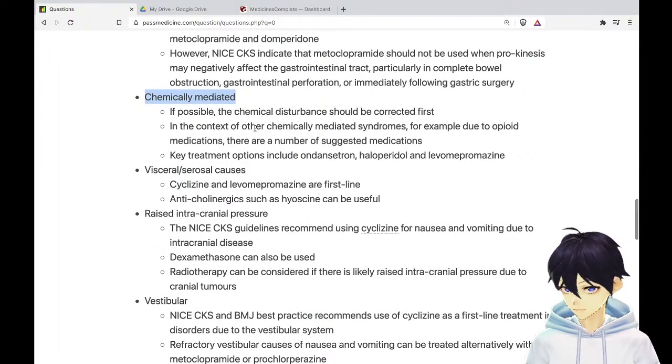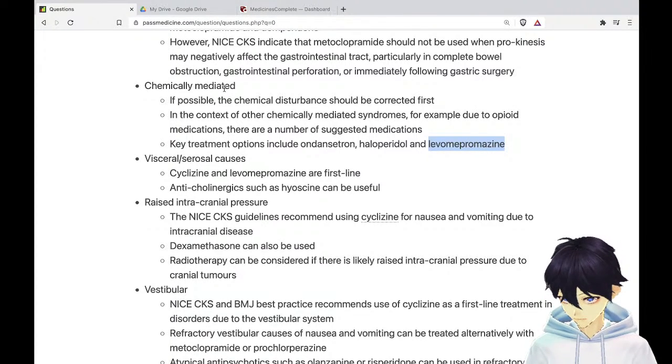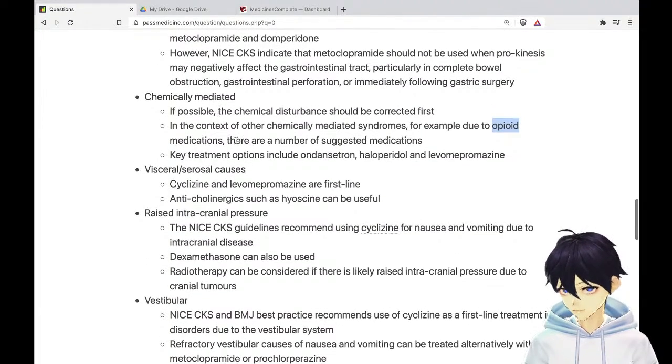Chemically mediated. If possible, the chemical disturbance should be corrected first. In the context of other chemically mediated syndromes, for example due to opioid medications, there are a number of suggested medications. Key treatment options include ondansetron, haloperidol, and levomepromazine. Okay, ondansetron and haloperidol are used for chemically mediated. Opioid medications cause chemically mediated ones, not vestibular ones.